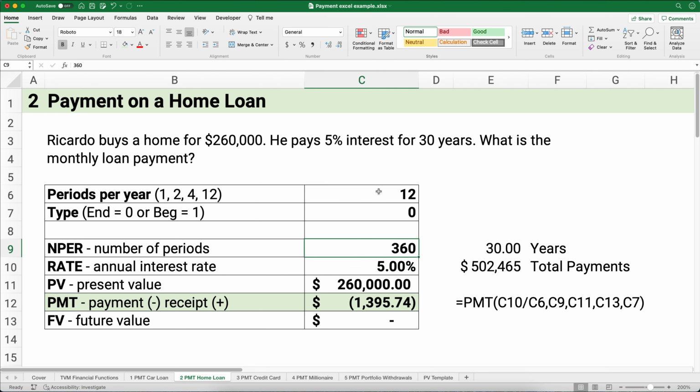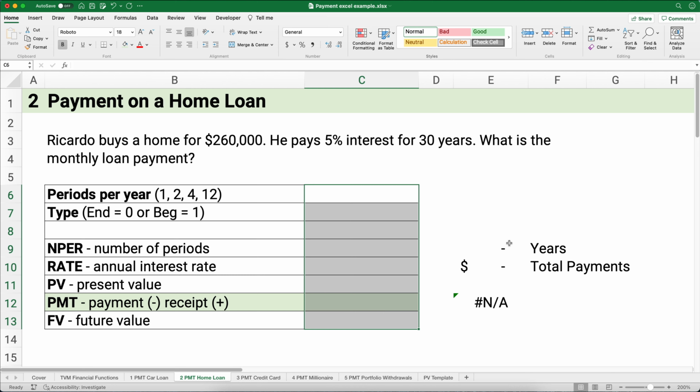A lot of people want to think about, well, let's look at a home loan. So let me get rid of all this. And I have the years, total payments, and the formula text already showing, so I'm not going to show that again. But let's say Ricardo buys a home for $260,000. He pays 5% interest for 30 years. What's the monthly loan payment?